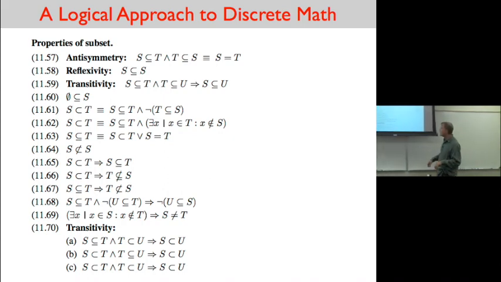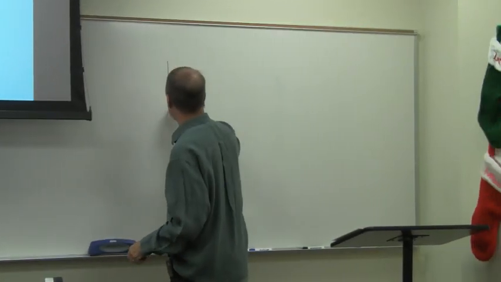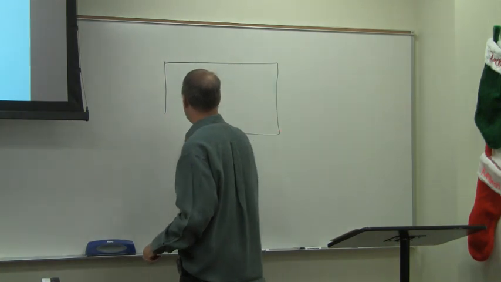Oh, sorry, I wasn't quoting 11.68. 11.68 is: S is a subset of T, and now this U, that's another set, that's not the universe. Can you tell the difference by the font? And it's not the case that U is a subset of T. That implies that it's not the case that U is a subset of S. What is that saying anyway? Does it make sense?